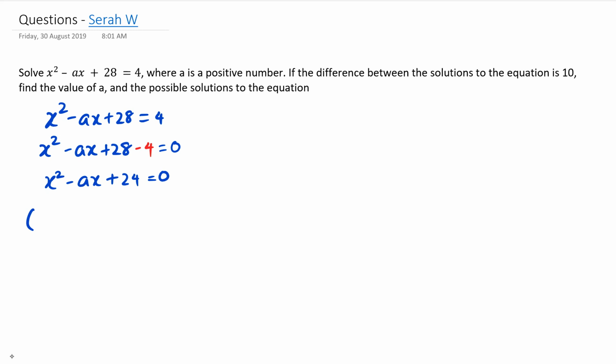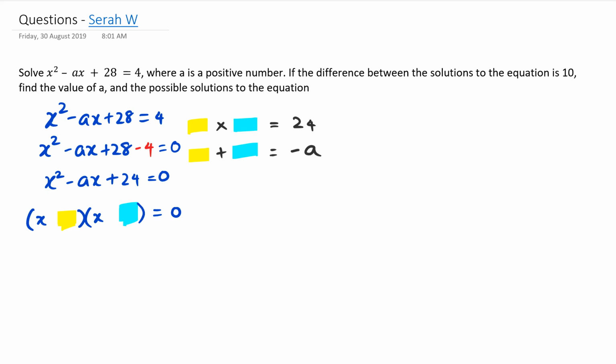Okay, because remember, this is a quadratic. So when we factorize this quadratic, we're going to have x and x like this. And then we're going to have two numbers here in yellow and blue. If you take the yellow number and the blue number and multiply them together, you get 24. And if you add them together, you get negative a. And of course, there's one more important part: the difference between the solutions of the equation is 10.